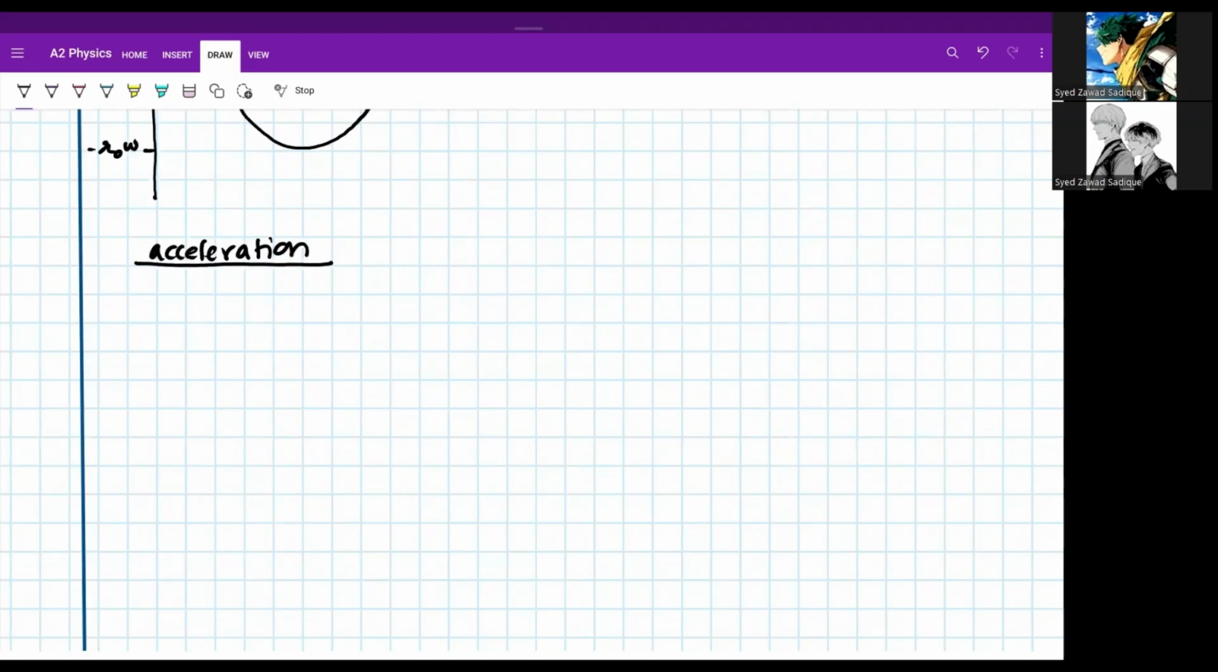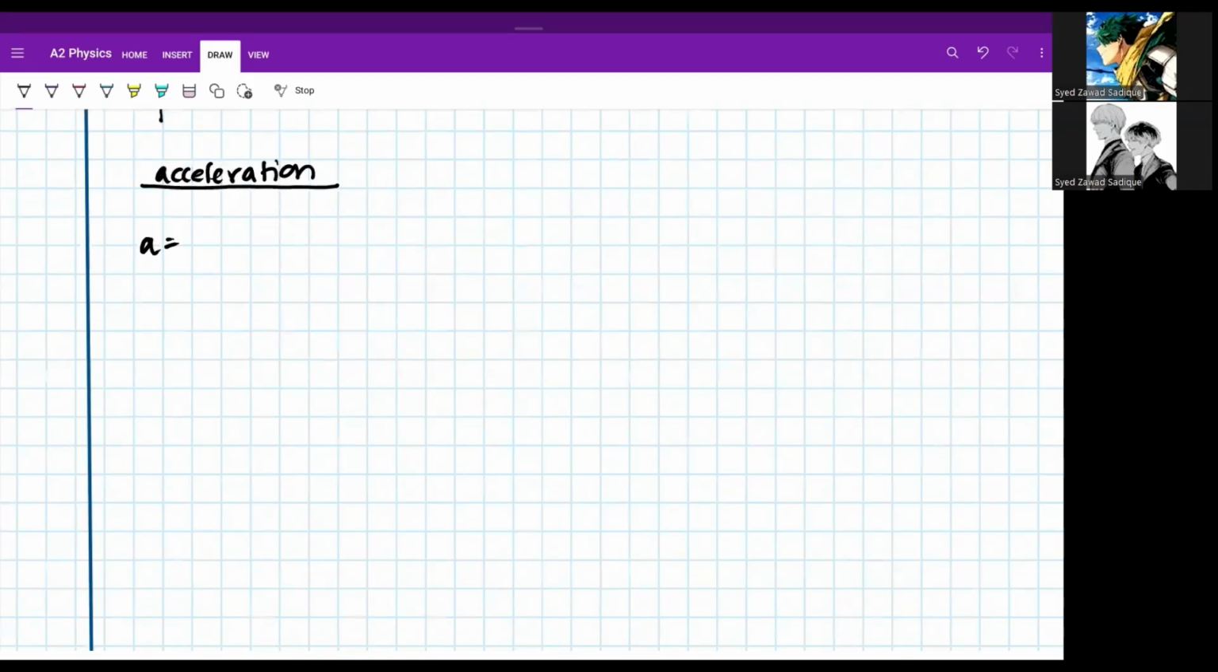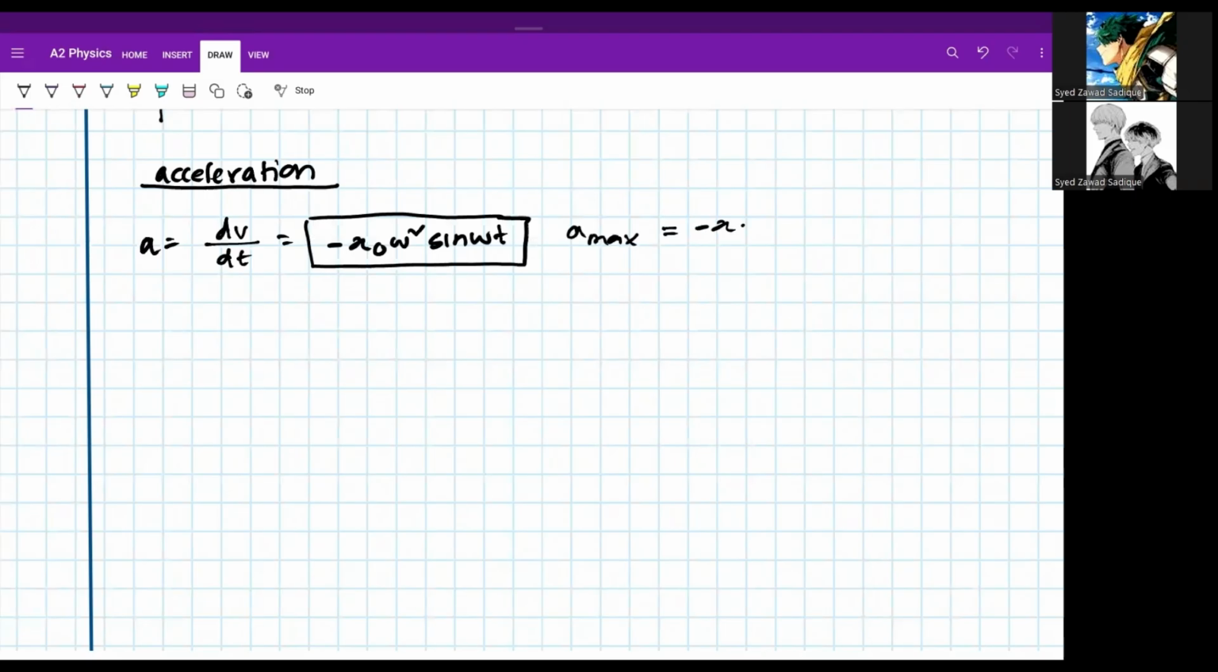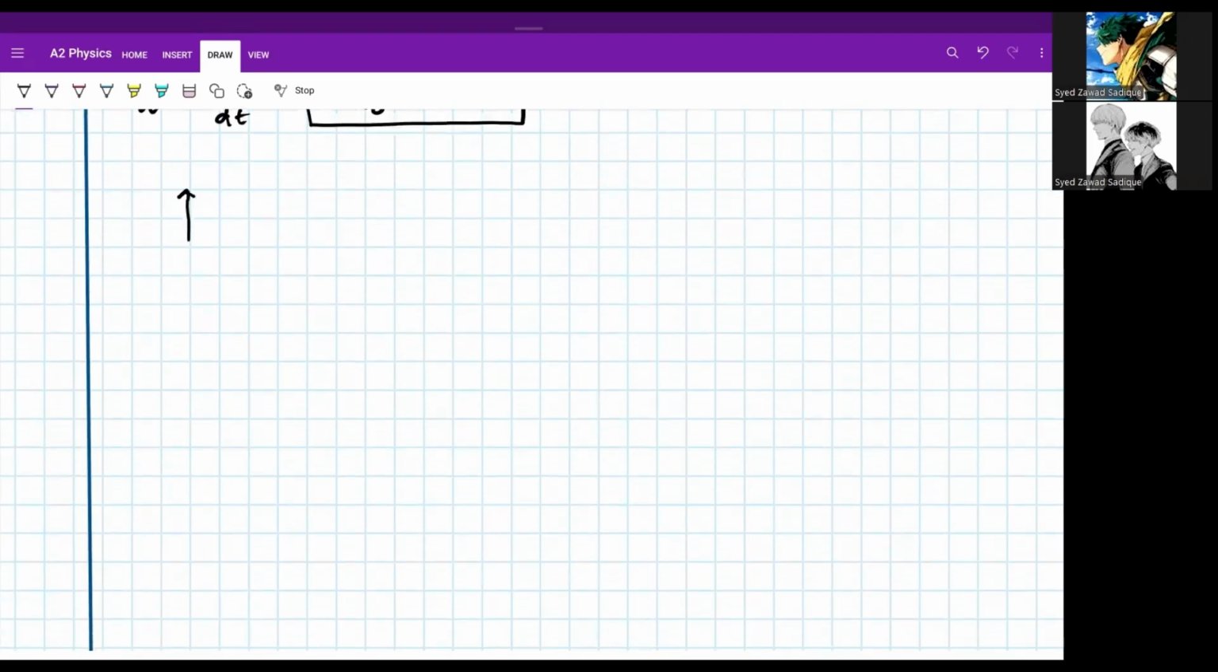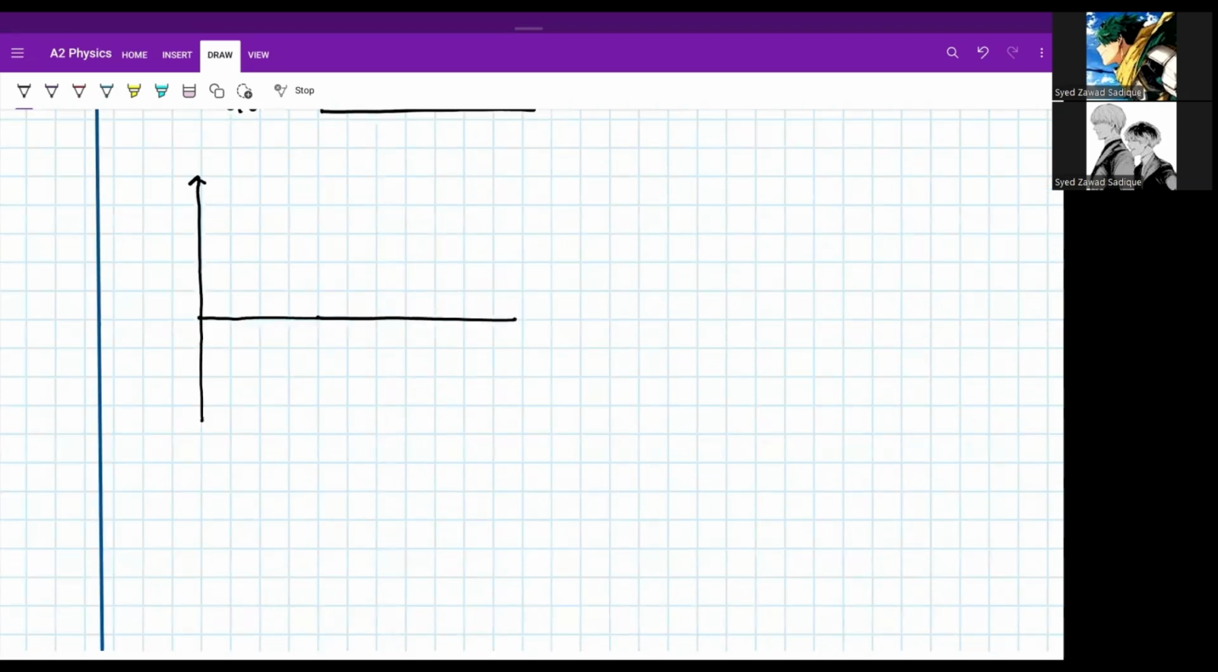Now, acceleration is the differentiation of velocity, which gives us minus x naught omega square sine omega t. And if you look at A max, you will see minus x naught omega square. Basically the defining formula of this chapter. Again, so this is negative acceleration.